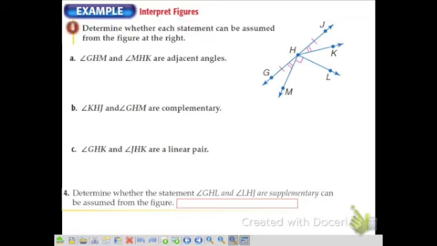So real quickly, if we look at this picture, GHM has angle markings, and angle MHK. If we look at these, they're asking, are they adjacent angles? We can see they share a side, so yes, they are adjacent angles.